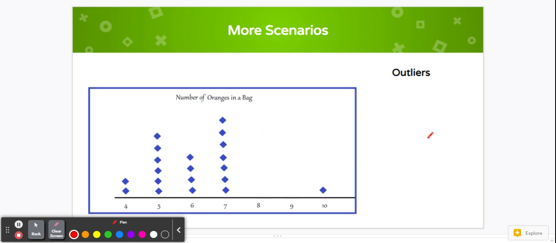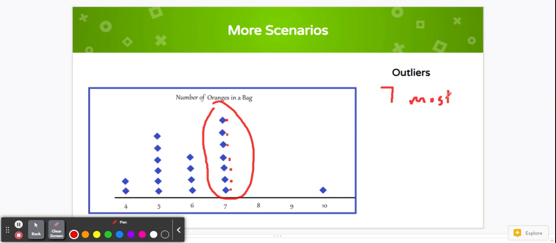So let's answer a couple of those basic questions while we're here. And let's look at, okay, what's the most common number of oranges in a bag? Well, if you could count them all, it looks to me like seven is the highest. Just to make sure I can count them: one, two, three, four, five, six, seven. Yep. So seven is my most common amount.